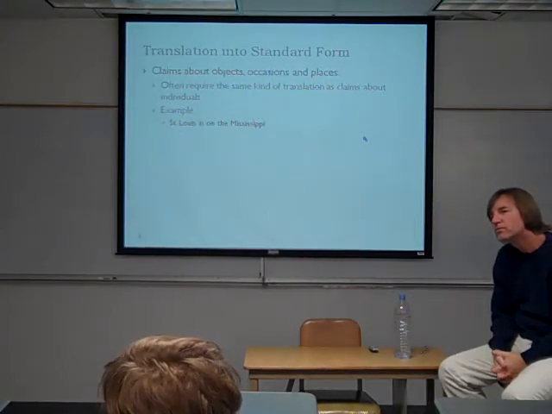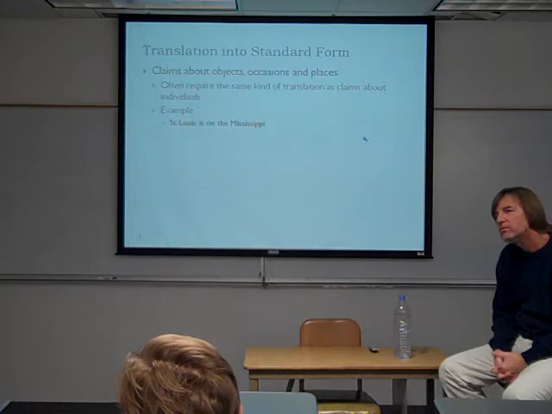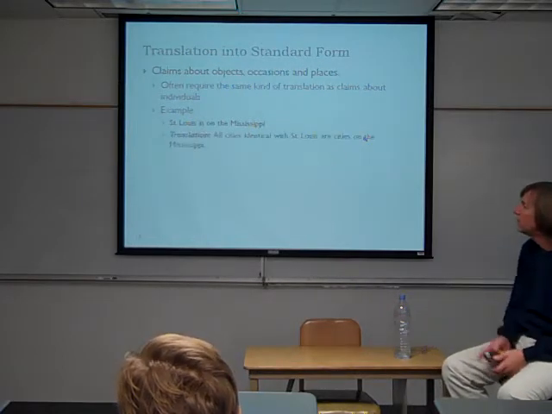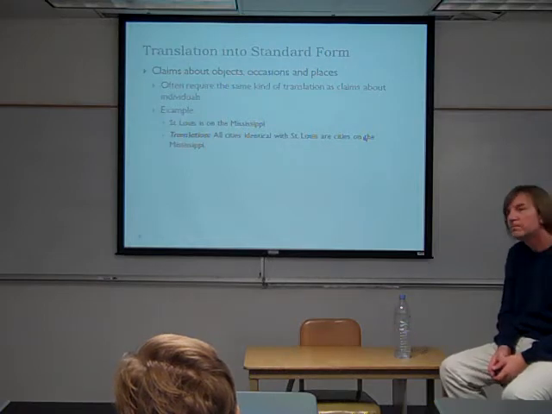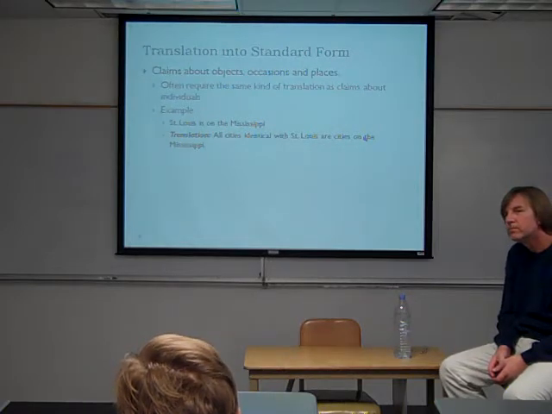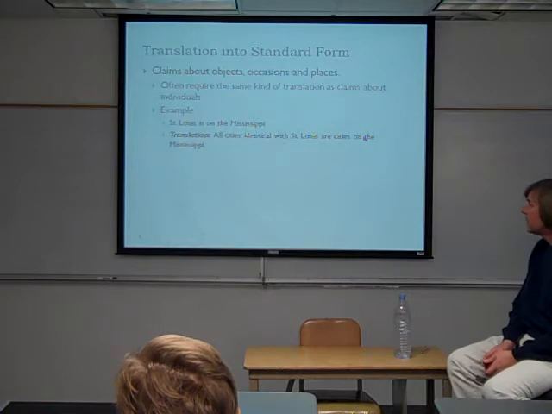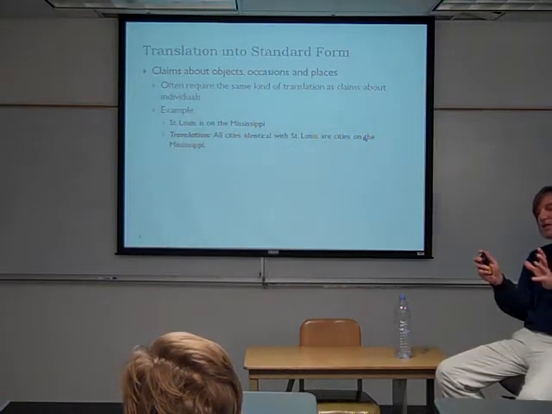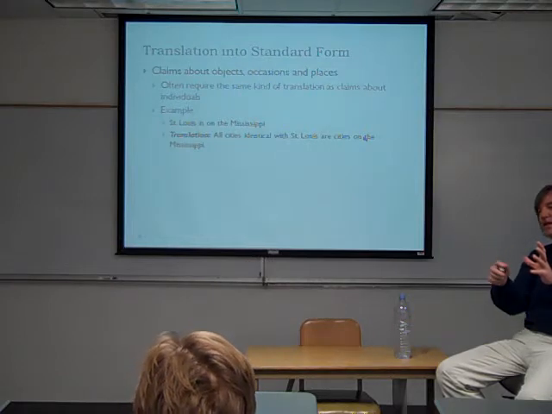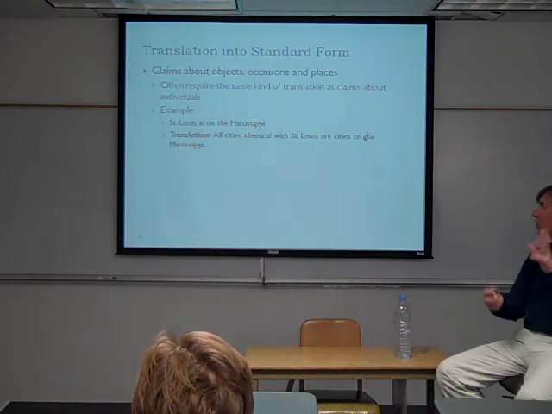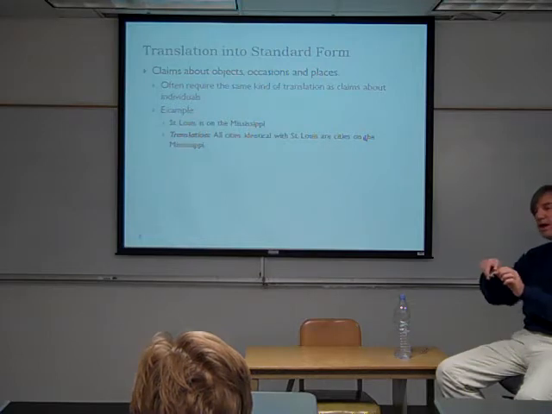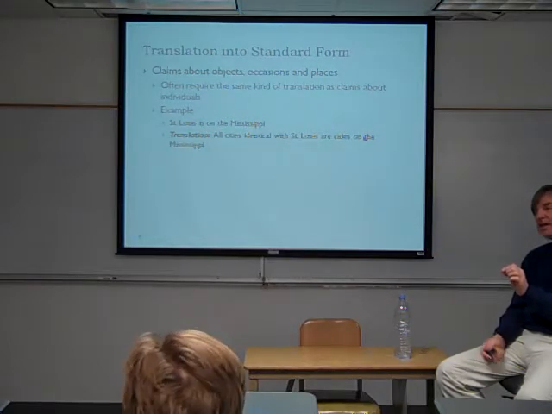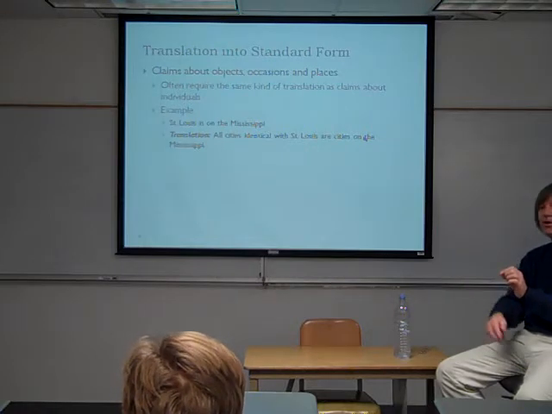I get confused with the place, the translation for this. All cities identical with St. Louis are cities on the Mississippi, but there's other cities on the Mississippi that aren't identical to St. Louis. That's all right. What we're saying is in this class of cities that are identical with St. Louis, all of them are on the Mississippi. We're not saying anything about cities that are not identical with St. Louis. They can be on the Mississippi or off them.